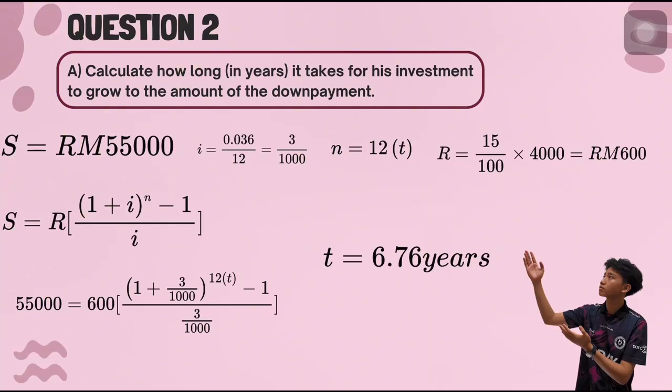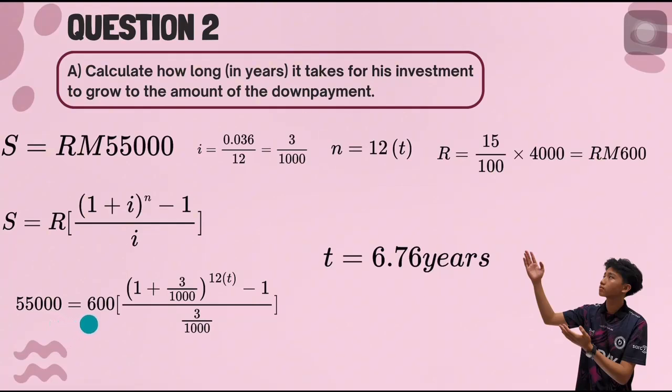So S equals 55,000, I equals 3 divided by 1,000, N equals 12, and then we don't know the T, so we are looking for the T. And then R equals 600. So we are going to use this formula that is called future value. Just gather all of this information into this formula.